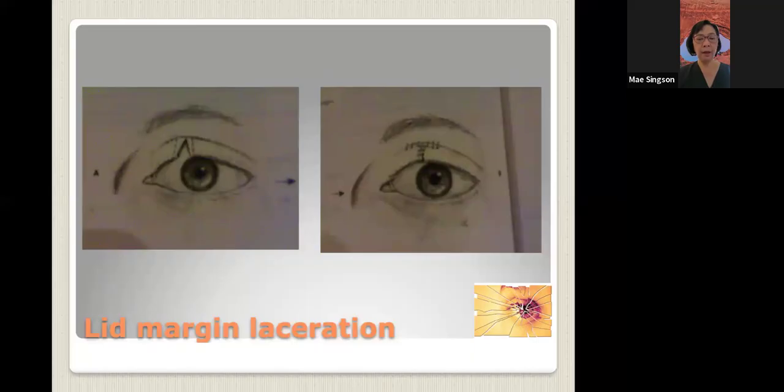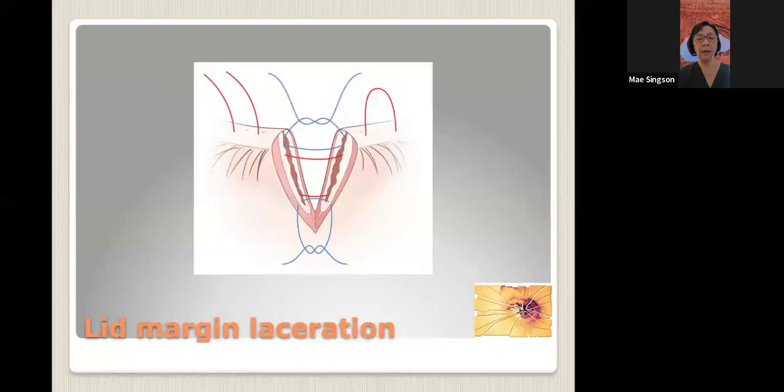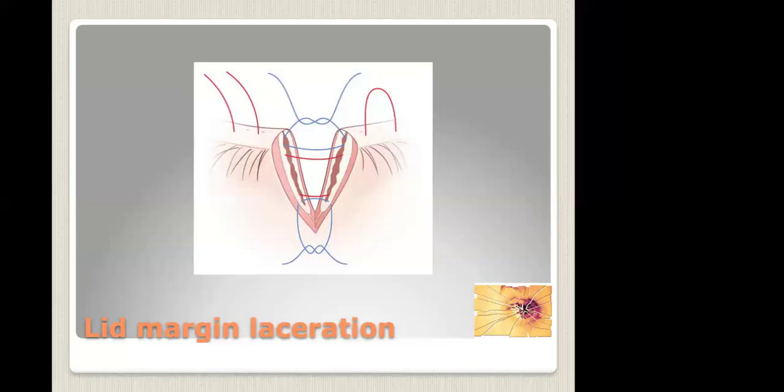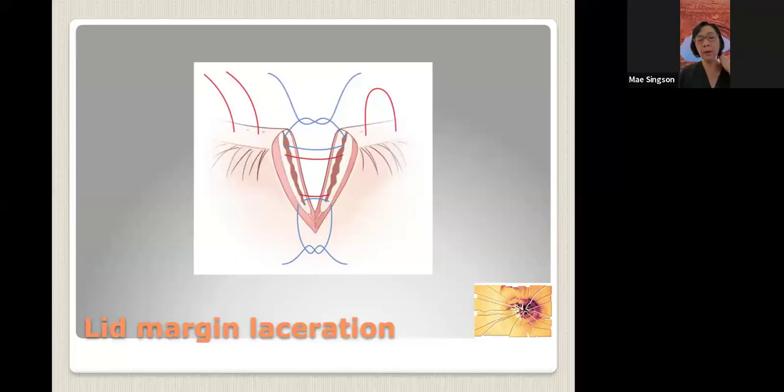Next is lid margin laceration. There are times when your laceration will completely transect your eyelid margin, and closure should be properly coaptated. So next slide. So remember this photograph. This is the holy grail of lid margin repair. And I will show you why. Just remember the way the blue sutures are for the internal repair and the red suture is for the outside.